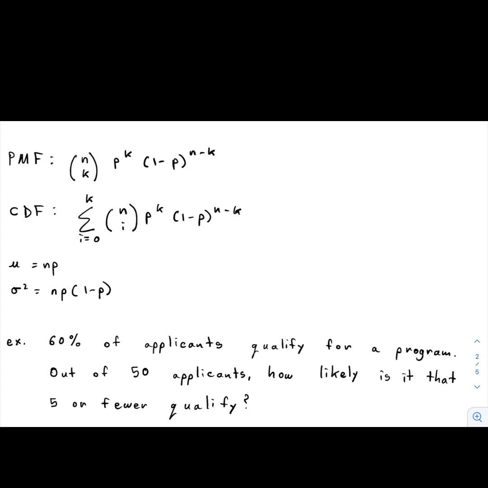And 2 other pieces of information that will become relevant are that you can determine the mean of a binomial distribution by doing your number of trials times your probability of success. And your variance is given to you by your number of trials times your probability of success times 1 minus your probability of success. So let's look at a particular example.